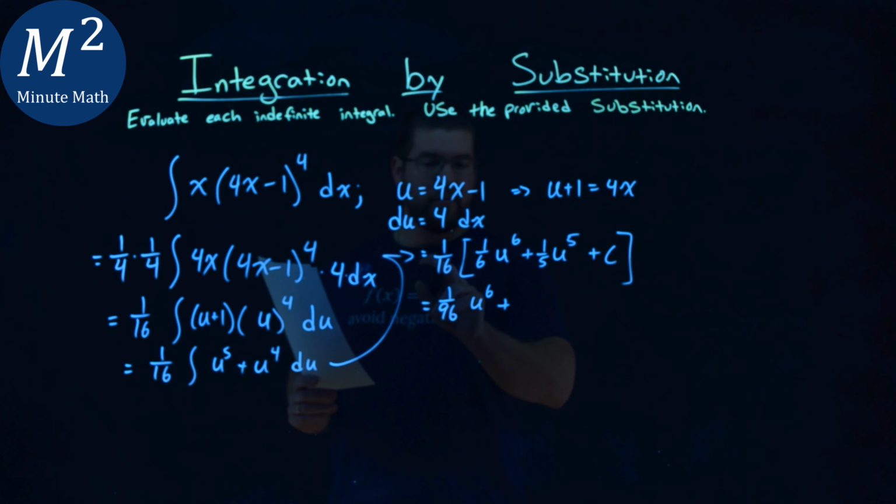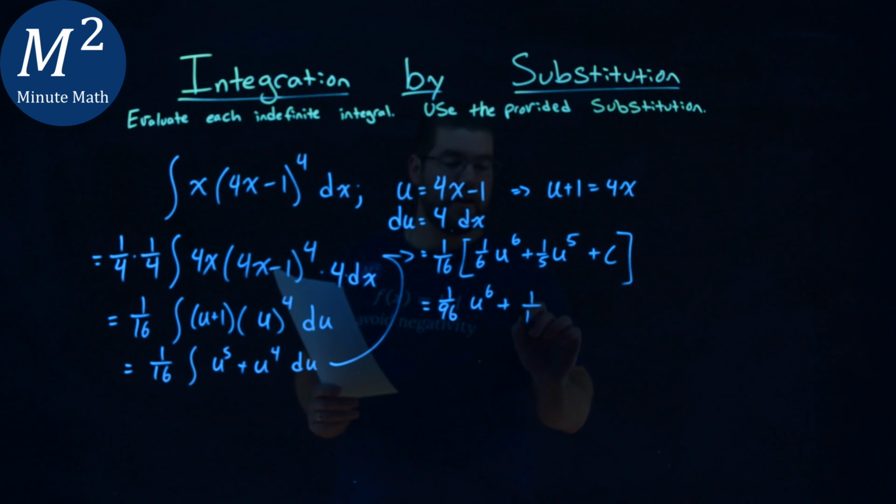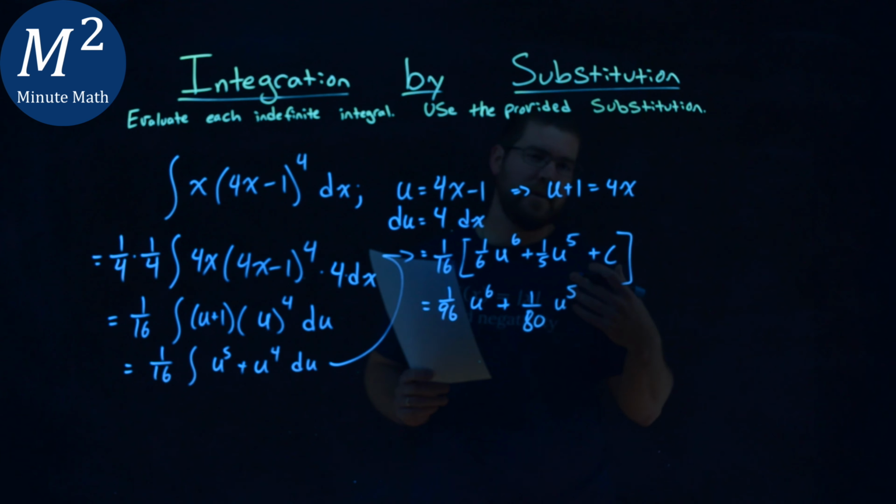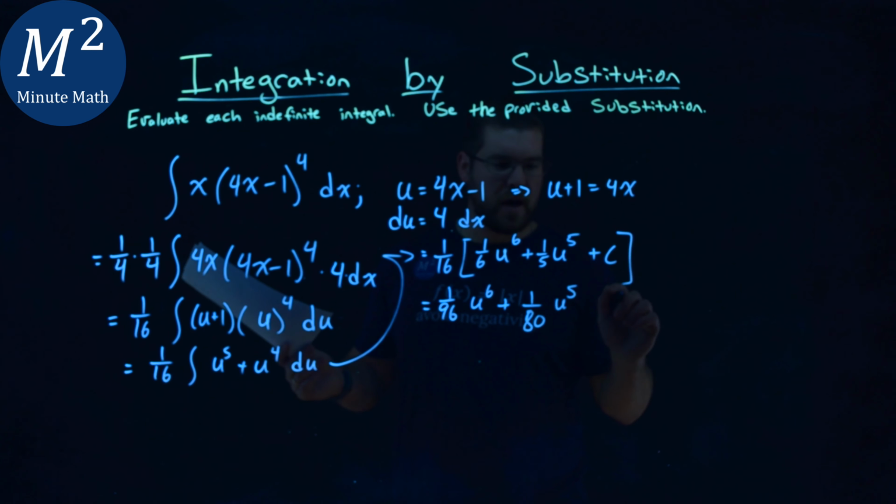Now we have a positive, 1/16 times 1/5 is a positive 1/80th, u to the 5th power. And then 1/16 times a constant c is like c over 16, but it's just some constant. So we don't really care with that constant, we just know it's the constant, so plus c right there.